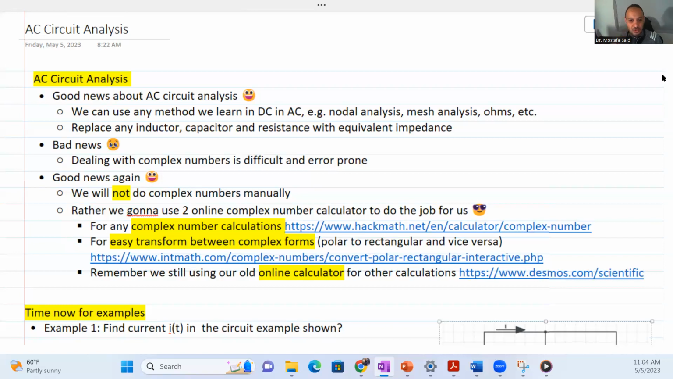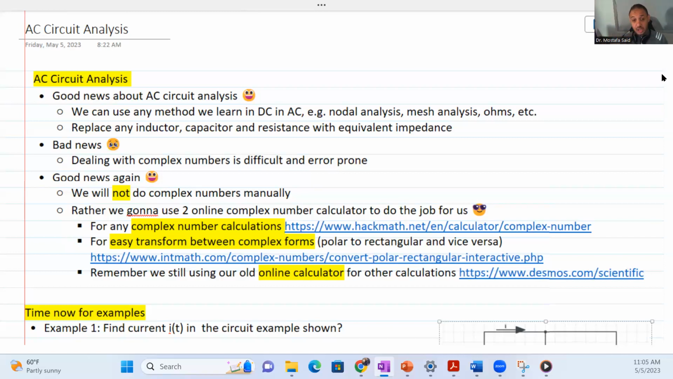Just as we use a calculator to do any calculation for us, although we can do it manually, the same will be with complex numbers. Although we know how to do it manually, as we learned last lecture, we're gonna use some online free complex number calculators to do that for us. It can do division, subtraction, whatever you want. You can do it online, very fast as well, and very accurate. That's the most important.